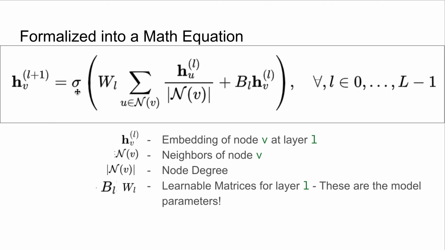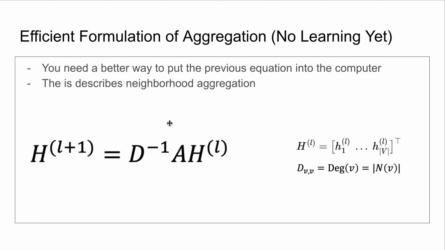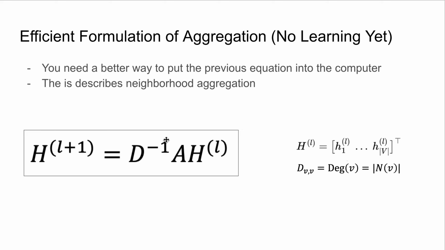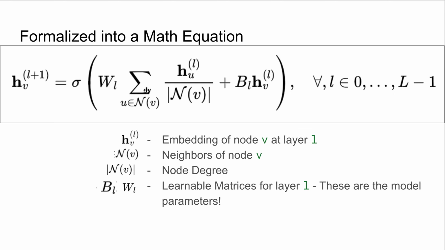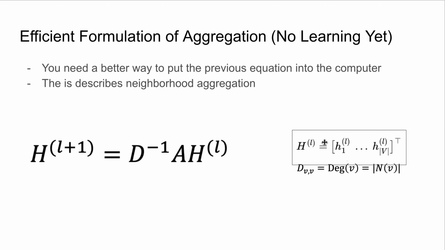But unfortunately, you can't put this into a computer just yet because it's not an efficient form. So let's switch to a more efficient matrix-based formulation. Here, this isn't the full update rule just yet. For now, I want to show that this expression computes the mean of the neighbors of each node at layer L. In other words, this equation right here is similar to right here. And then just for notation, H of L denotes the matrix of node embeddings at layer L. So this is just one row is one node.